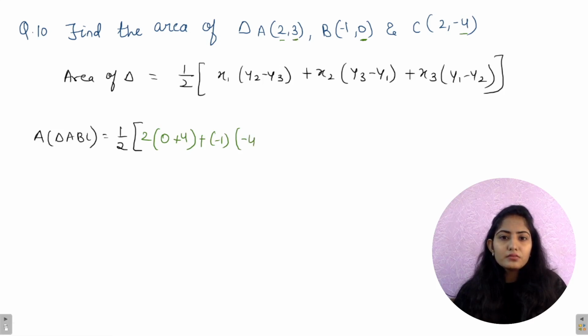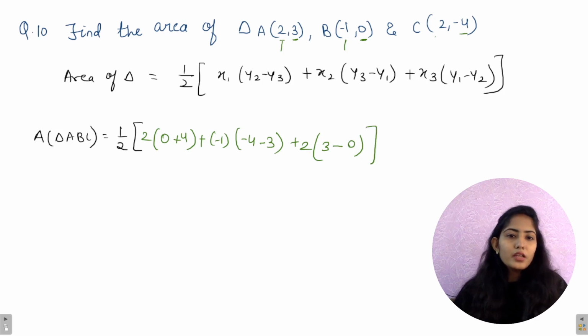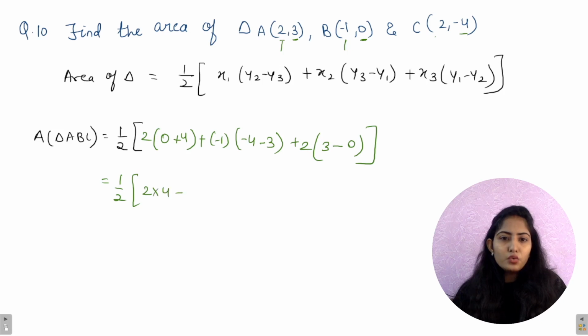Plus x3 is what? This is x1, this is x2, this is x3, that is 2. And y1 is what? 3, and y2 is 0. Clear? Now solve it. Half, 2 into 4 minus 1 into minus 7, or 2 into 3.